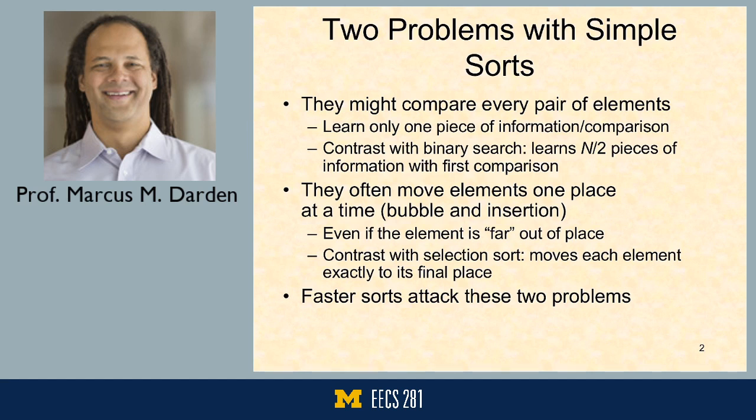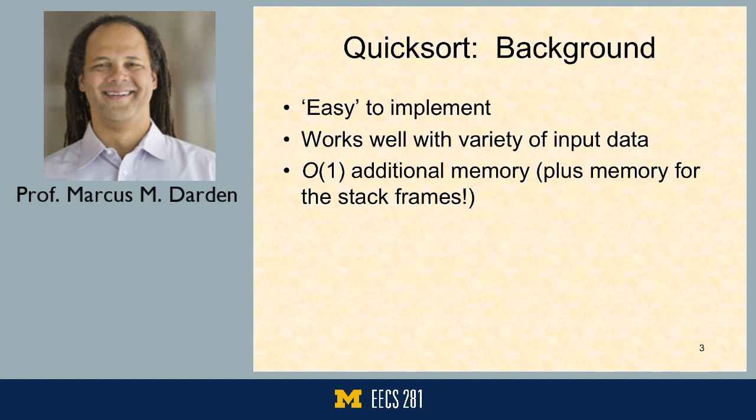So you can think of moving one element at a time, and that's about it. So even if the element is far out of place, it still moves it. If you look at selection sort, it will take an element from the other side of the container and move it into position. So that's far more effective in terms of motion. But selection sort has its own drawbacks, right? So we'll look at the faster sorts to sort of attack these two problems. And today it's going to be Quicksort.